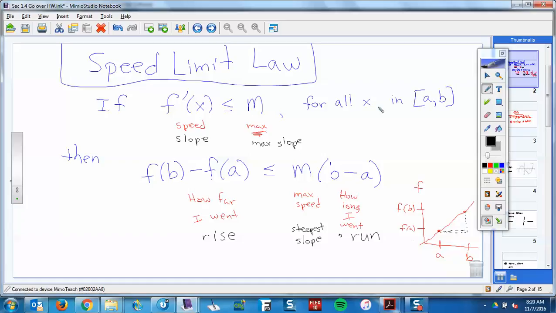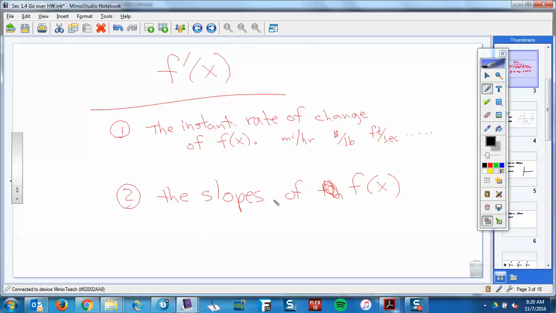Okay, then we have this speed limit law, and I said, don't memorize this. Just understand it says if they tell you something about the slope, if they tell you something about the rate, then that tells you something about how far you traveled or how much the graph goes up or down. If you know something about the slope, you know something about the steepness of the graph and how far it goes, and there's some problems on that as well. And then of course we said f prime is the instantaneous rate of change or the slopes of f, either one, depending on what kind of problem you're dealing with.